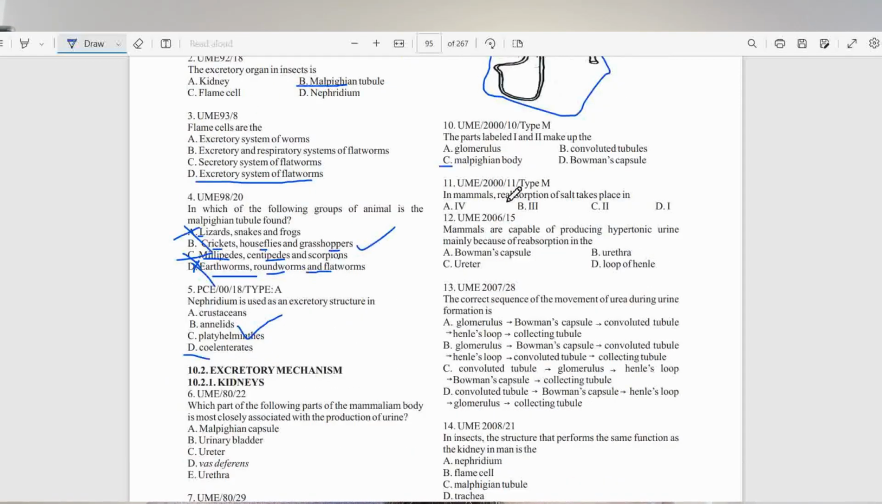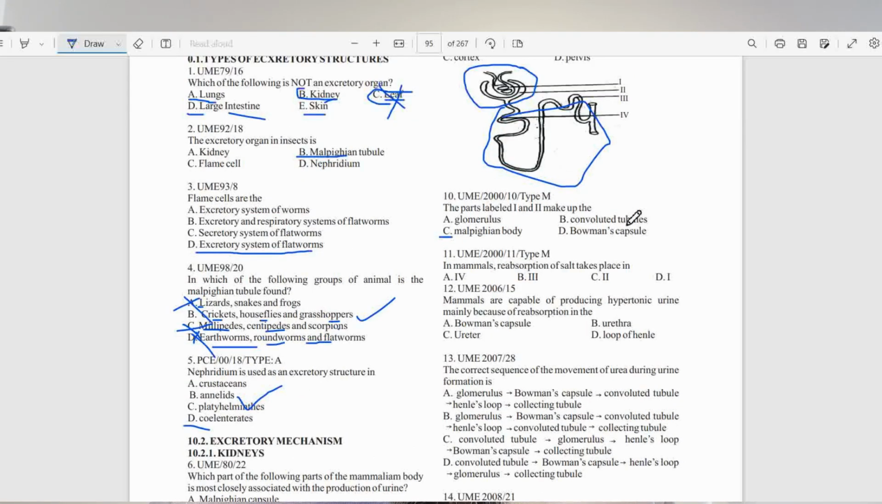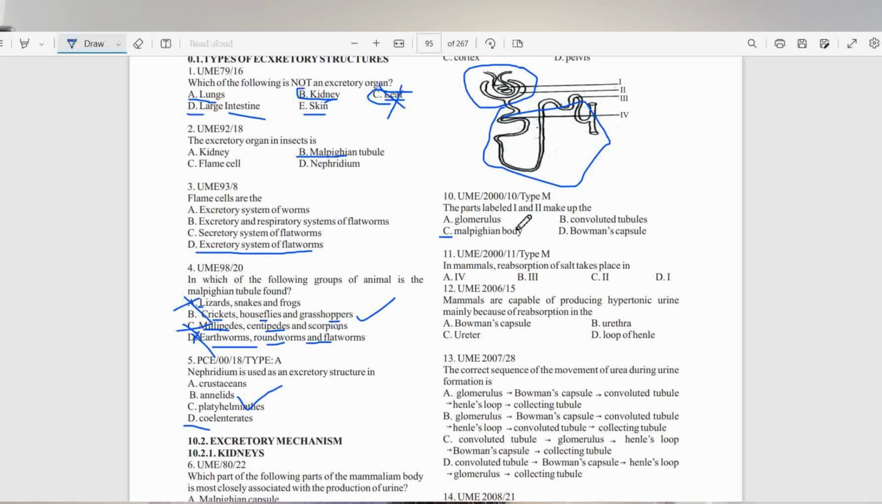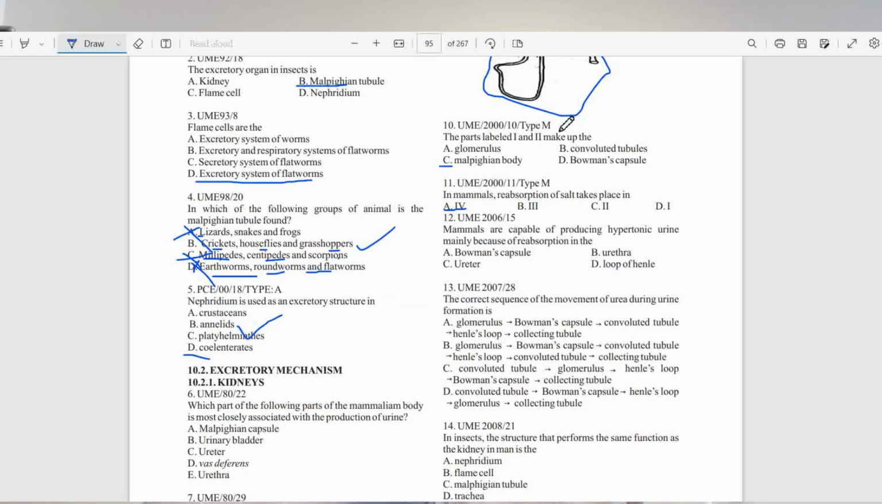Another question: in mammals, reabsorption of salt takes place where? Okay, in the same diagram, right? The reabsorption of salt. Like I mentioned, there is reabsorption as you move down, and there is secretion again as you move up in the loop of Henle and the distal convoluted tubule. Reabsorption takes place in the proximal convoluted tubule. So the answer here will be A, which represents the proximal convoluted tubule.